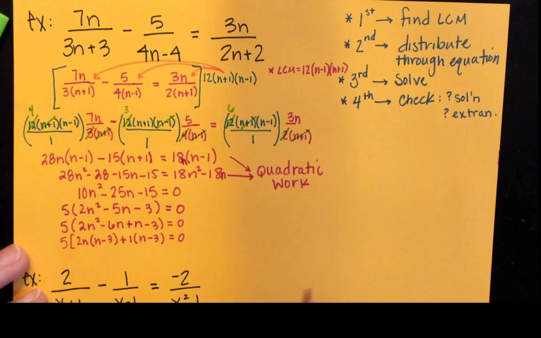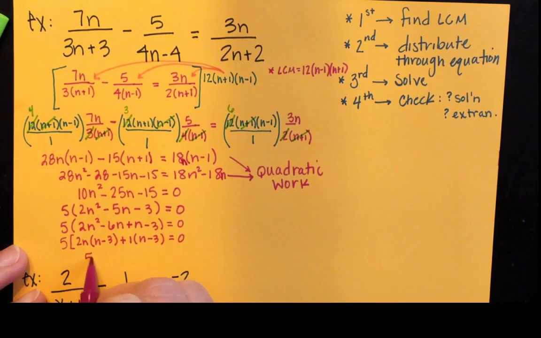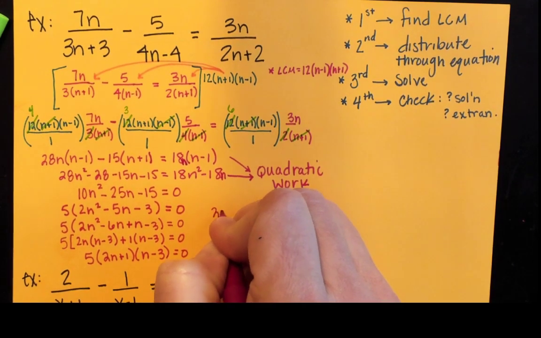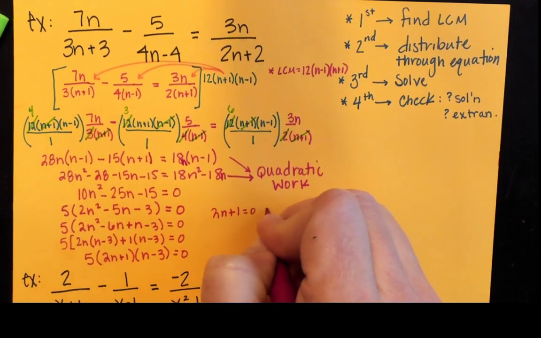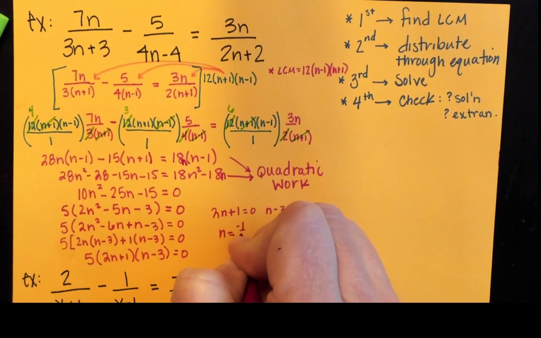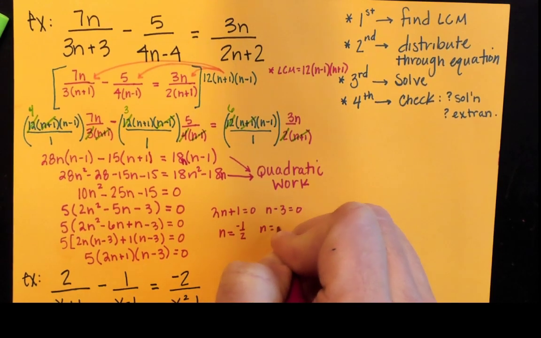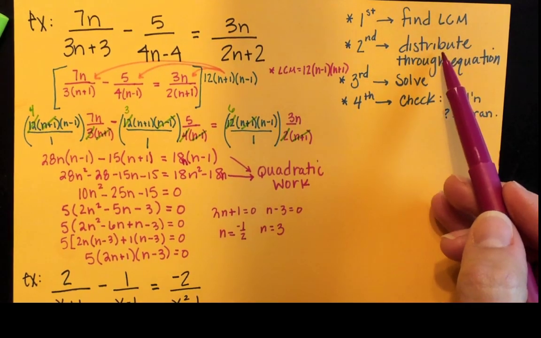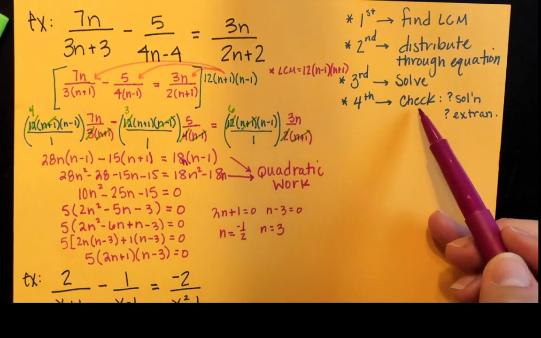And so I'm left with 5 times (2n plus 1)(n minus 3). So when we solve, we have 2n plus 1 equals 0 and n minus 3 equals 0, and we find out n is negative 1/2 or n is 3. So we found the LCM, distributed it through the equation, solved, and now we have to check.